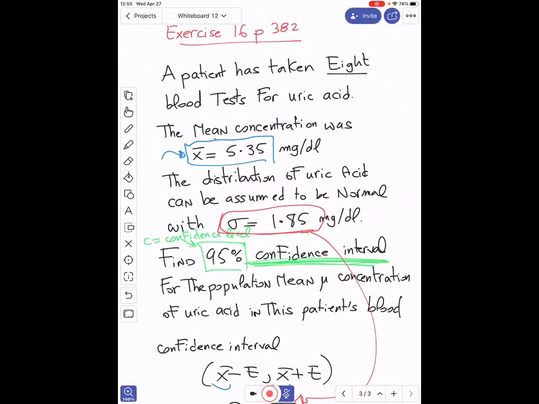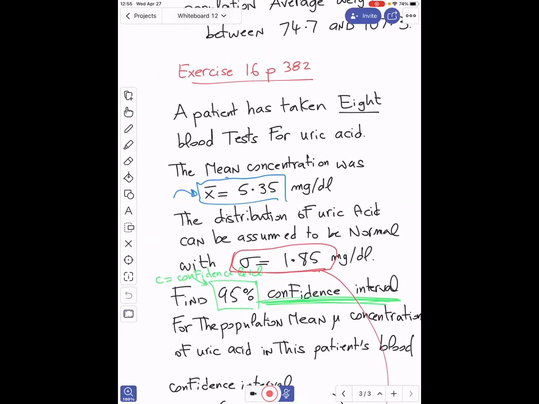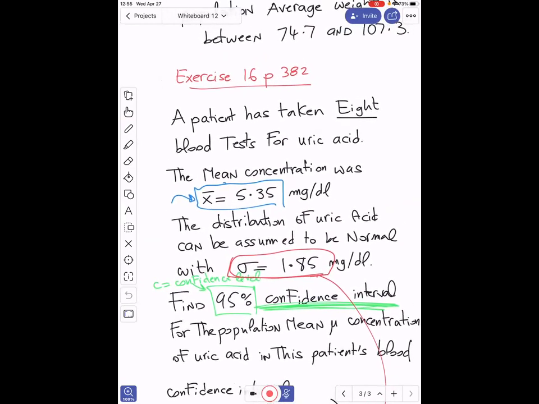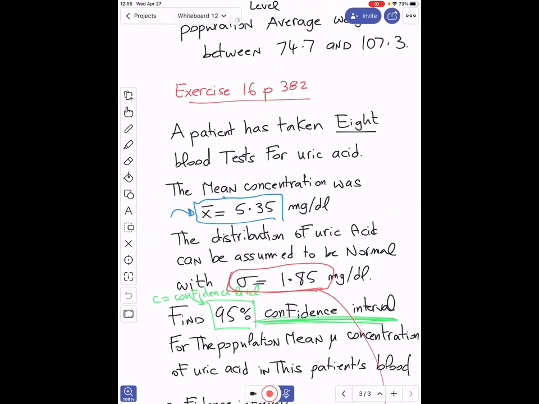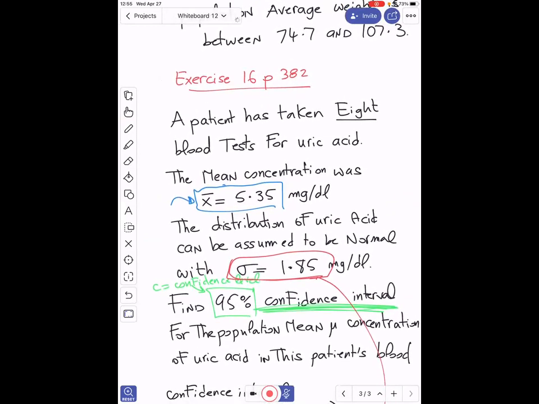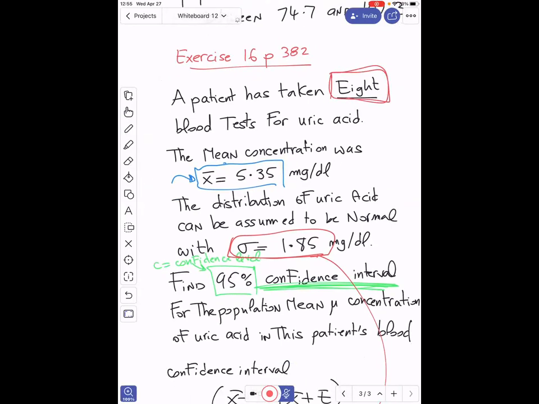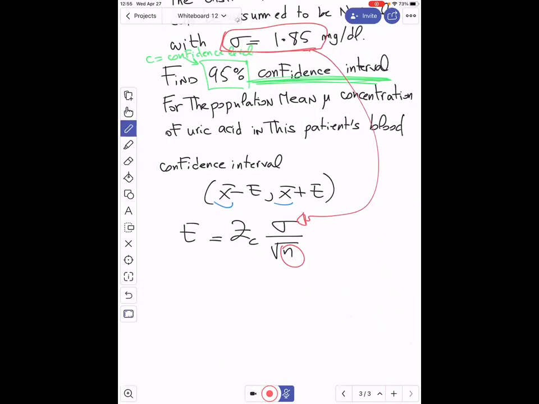Sigma is given, it's right here. Square root of n, that's the size of the sample. So this patient has taken 8 blood tests, so the size of the sample here is 8, because we have 8 different blood tests. So n is 8. So all you have to do is to find this Z subscript C.